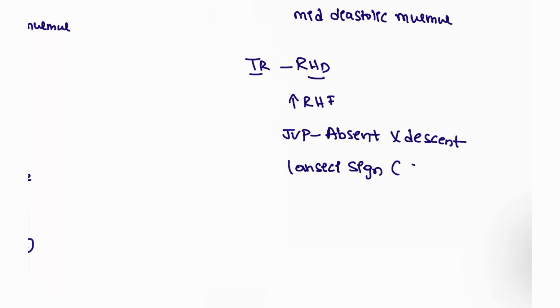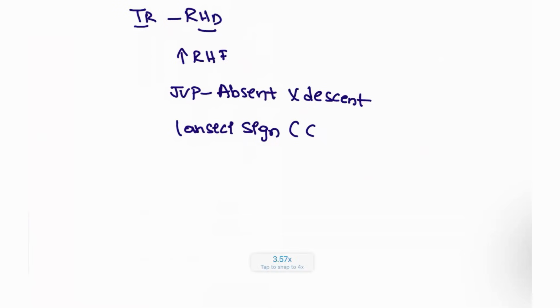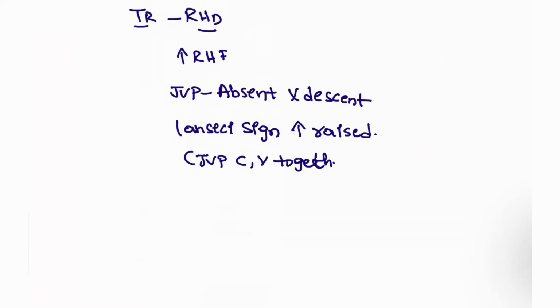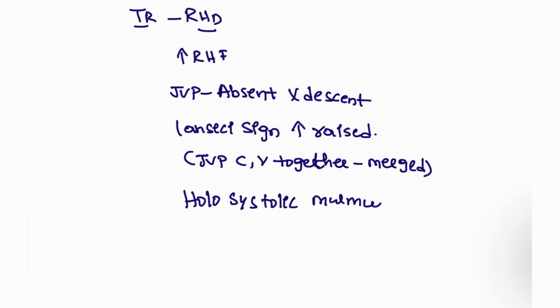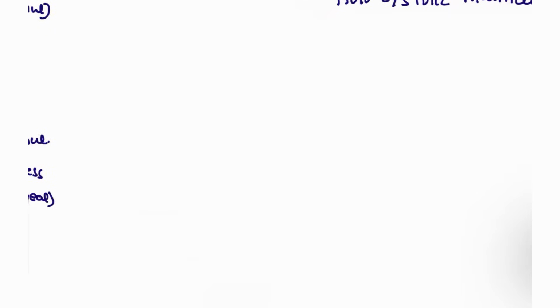Lancisi sign means that when you are looking at the JVP, it will be raised, and at the same time on the JVP the C and V waves will be together, merged. That is known as a Lancisi sign. The murmur is a holosystolic murmur. Next, pulmonary stenosis.